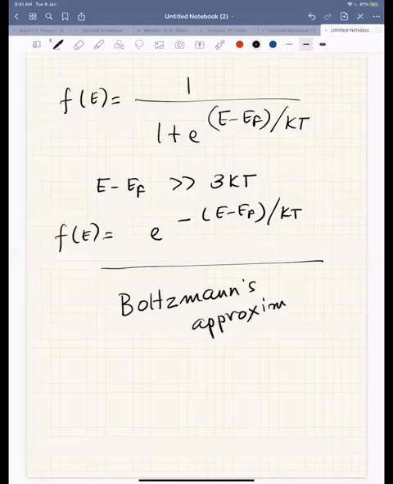This is a simplification, because we will see that the Fermi function is very difficult to handle. So there is some approximation. The approximation is if we are only interested in the probability of energy states 3 kT above the EF, so that means E minus EF becomes 3 kT or more than 3 kT. Then the one we can neglect, and it becomes e to the power minus (E minus EF) by kT, and this is called Boltzmann's approximation.